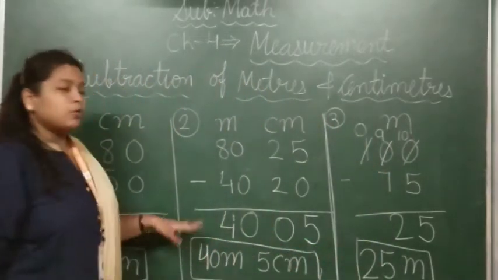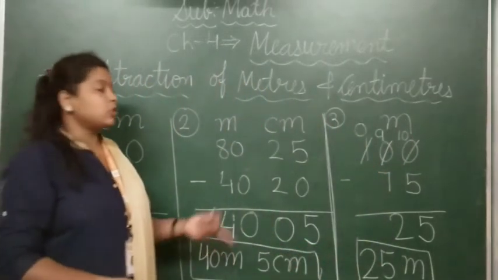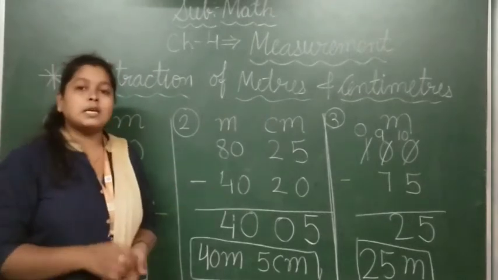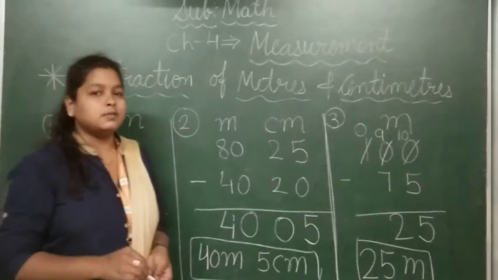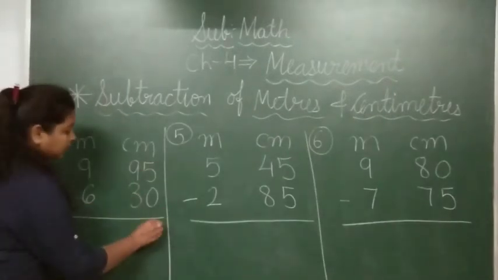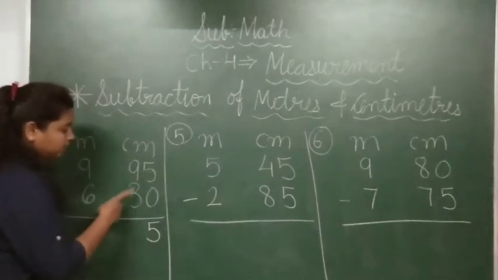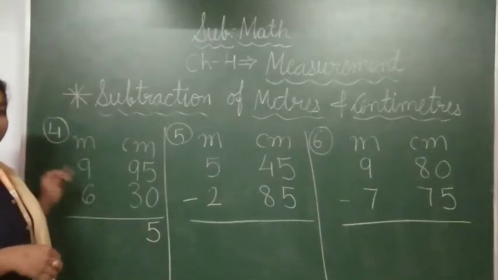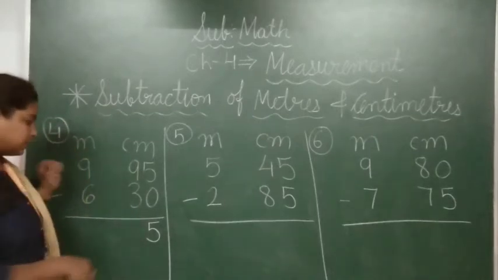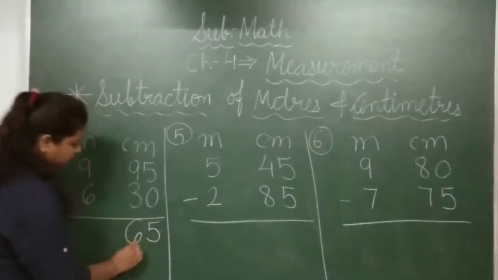Okay. So this is how you can solve the sums of subtraction of centimeters and meters. Let's see a few more examples of this subtraction. So let's solve the sums. 5 minus 0 gives you 5. 9 minus 3. You can count backward like 8, 7 and 6. So you can write 6 over here.